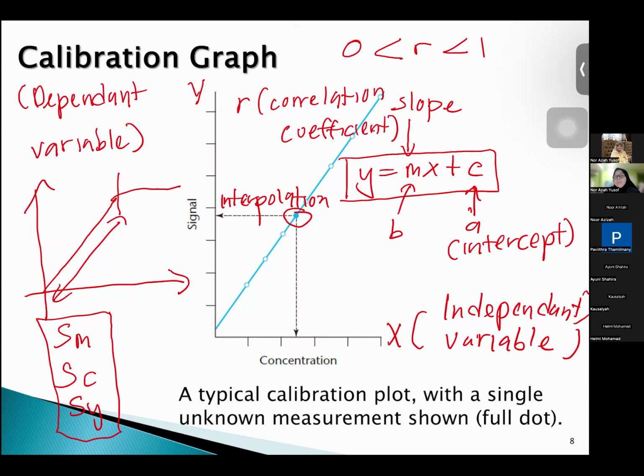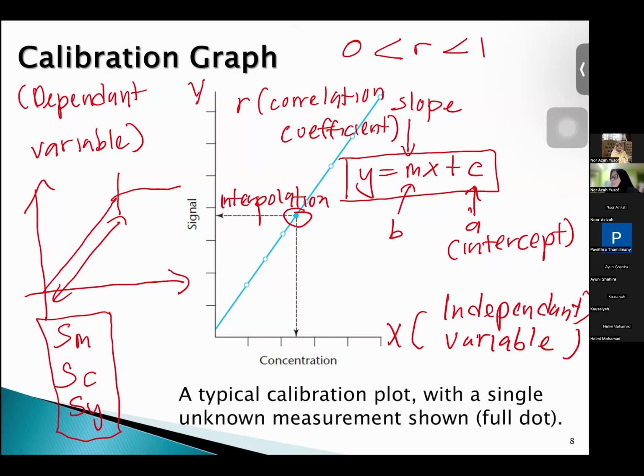approaching 1, it means that the y and x parameters are correlated well. Whereas if you have R approaching 0, it means that the y and x variables, there's something wrong with the data.